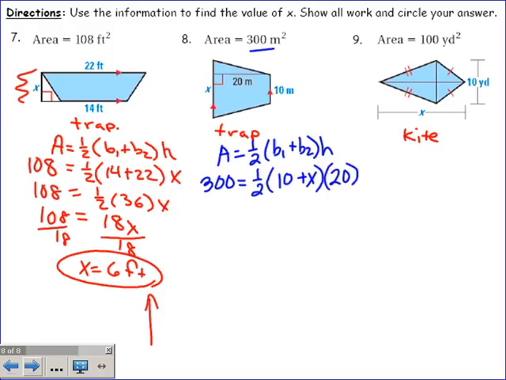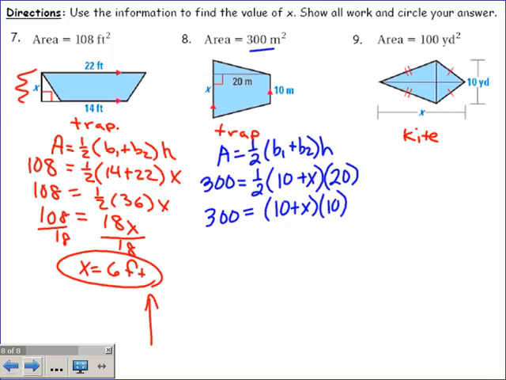Now, there are several different ways to algebraically simplify this. Our goal is to simplify this and to get the x by itself. You could distribute the 1/2 over either one of the parentheses, not both, just over one of them. Which would be easier, the first parentheses or the second? Second one, right? So we'll say 300 equals 10 plus x times 10.